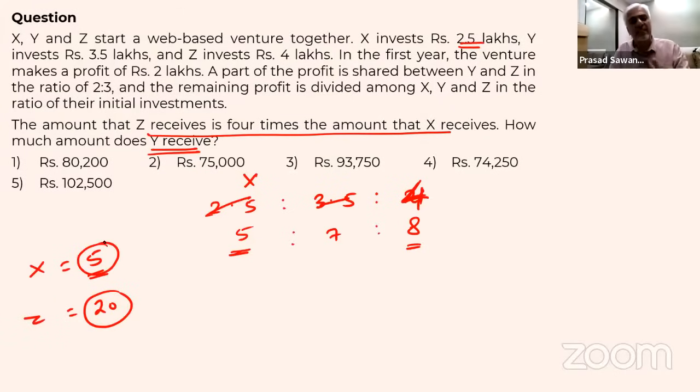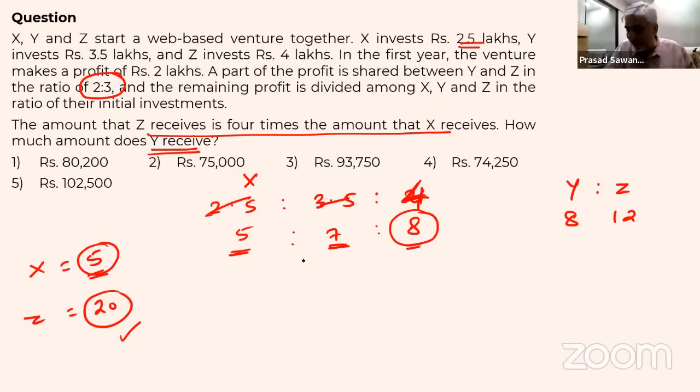I will show 2 methods. This is my method and then the conventional method also. Don't worry. But Z should have got only 8. When X got 5, Z should have got only 8. So where did the remaining 12 come from? It came from the first part. So in the first part, Z got 12. And that time Y and Z had distributed the money in the ratio 2:3. So Y would have got 8.